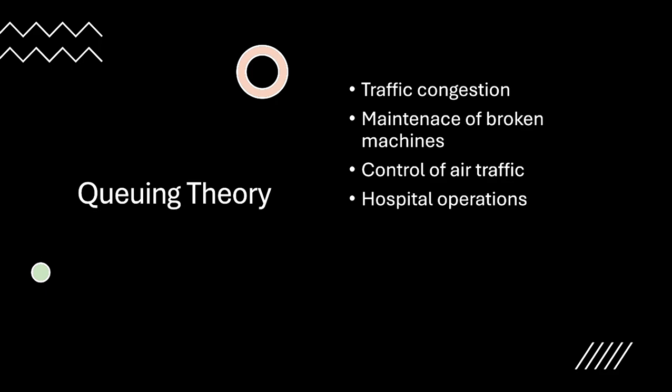Up next, we have queuing theory. It is used for helping with traffic jams, maintenance of broken machines, control of air units, routing them to avoid collisions. It is also used for healthcare system to keep track of bookings and optimize the wait time.